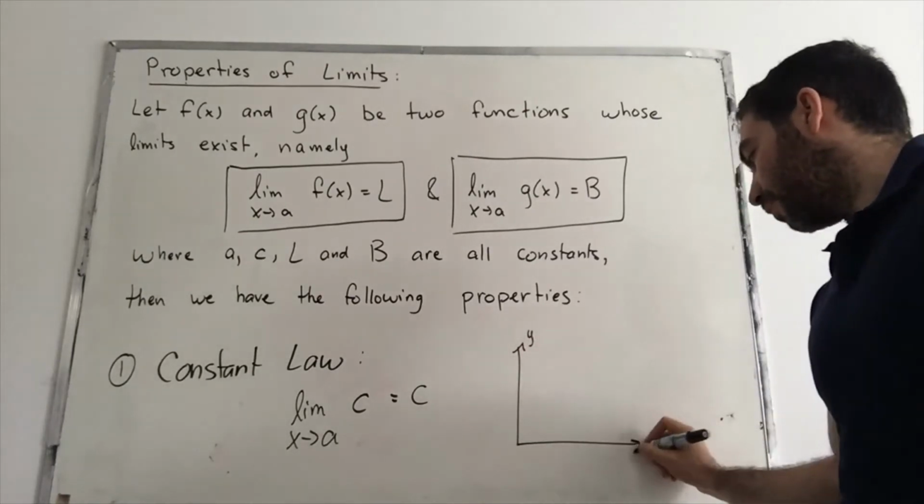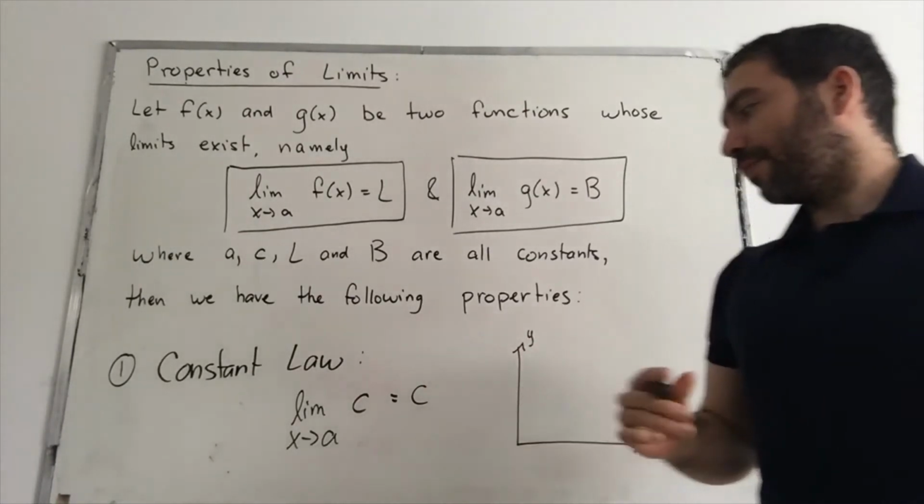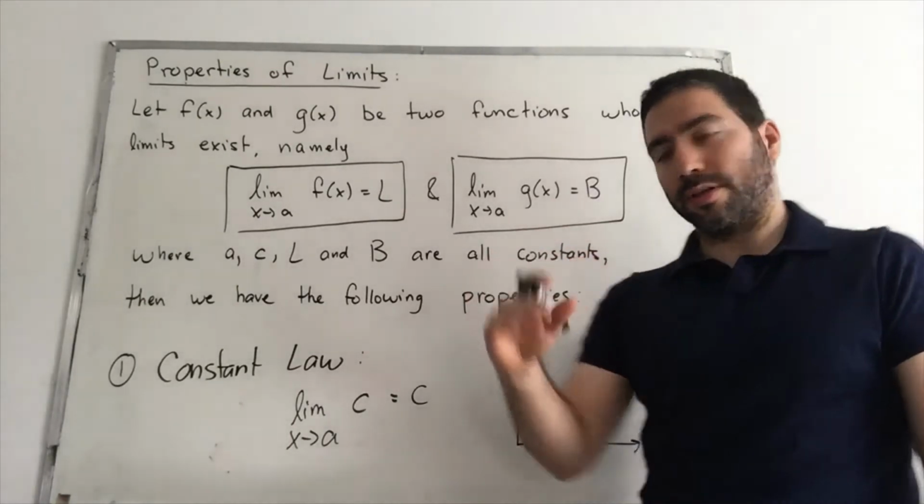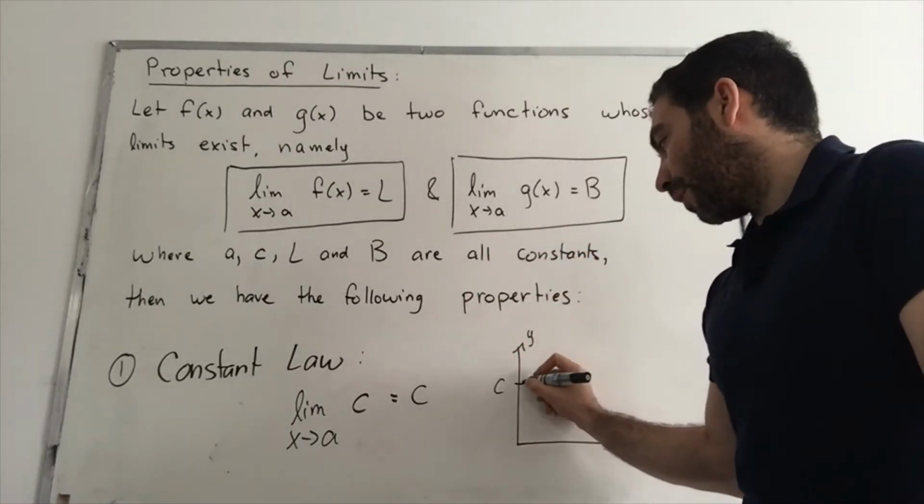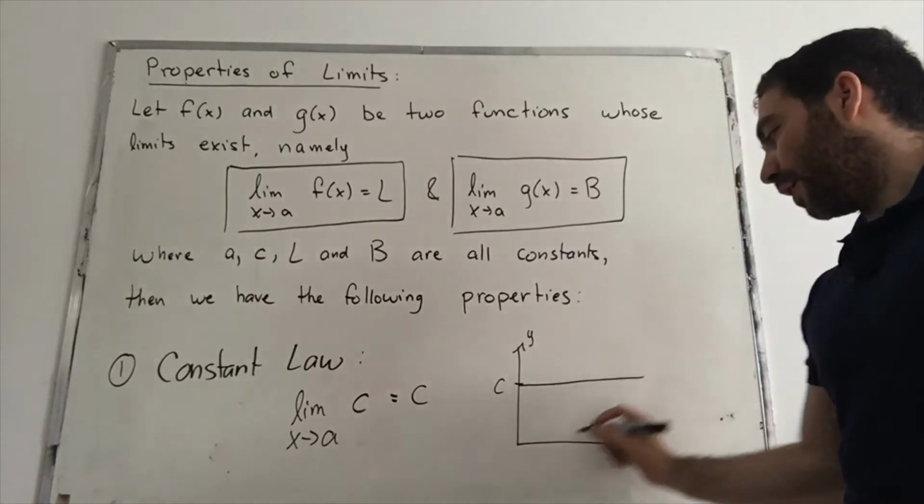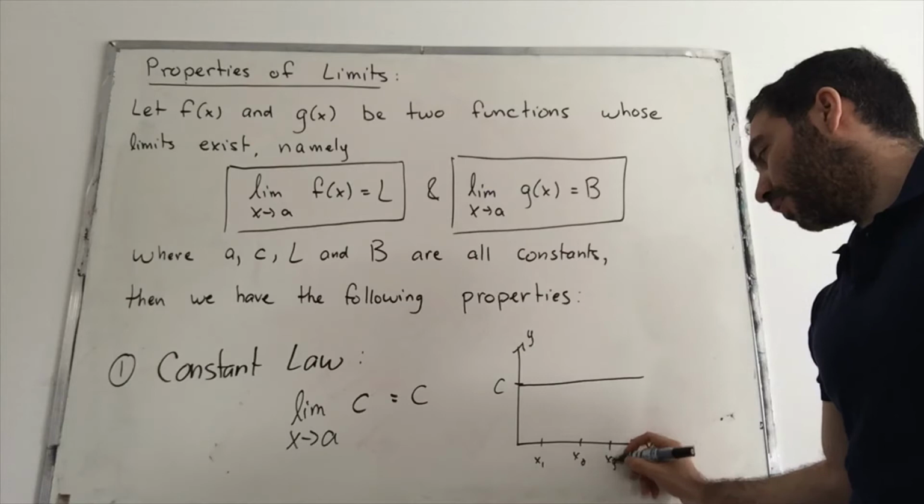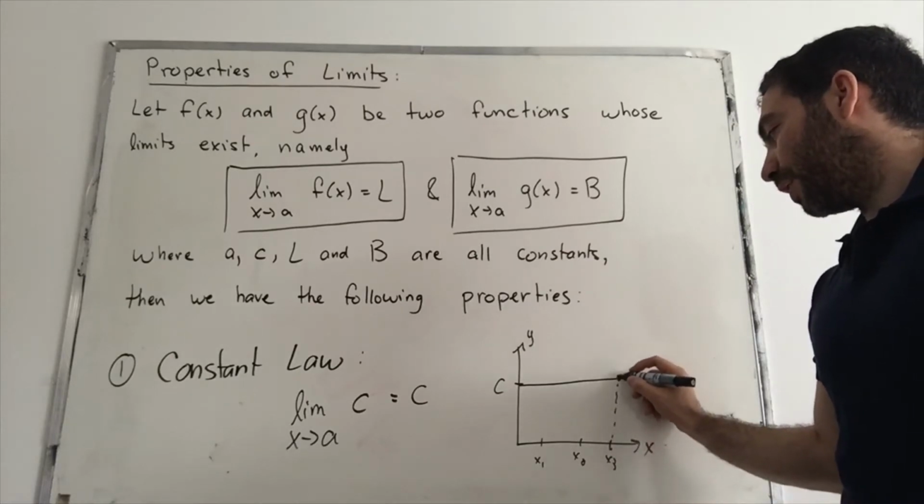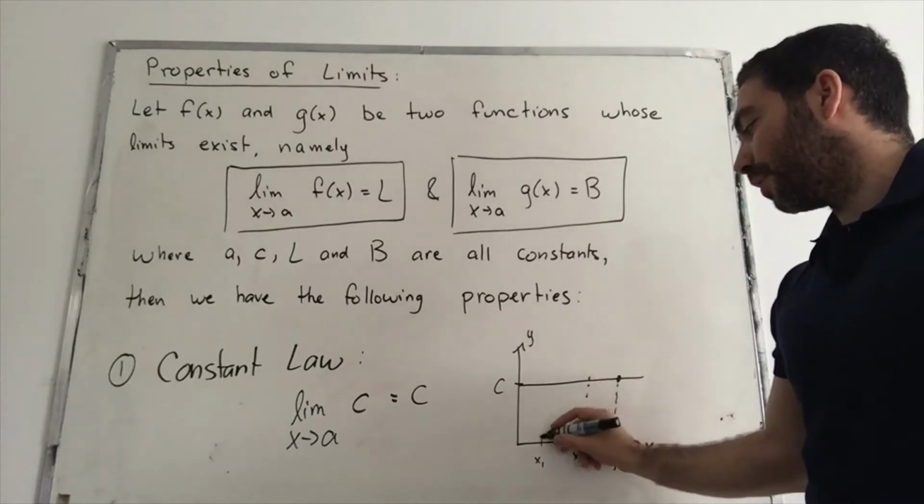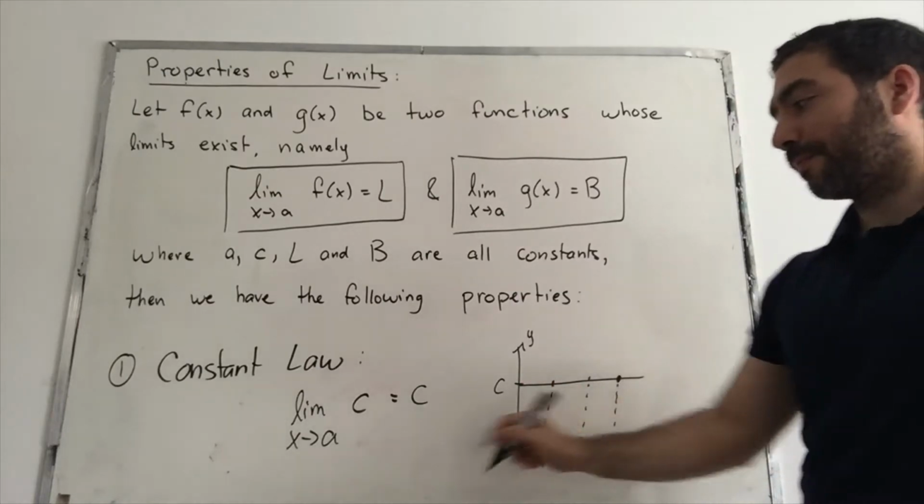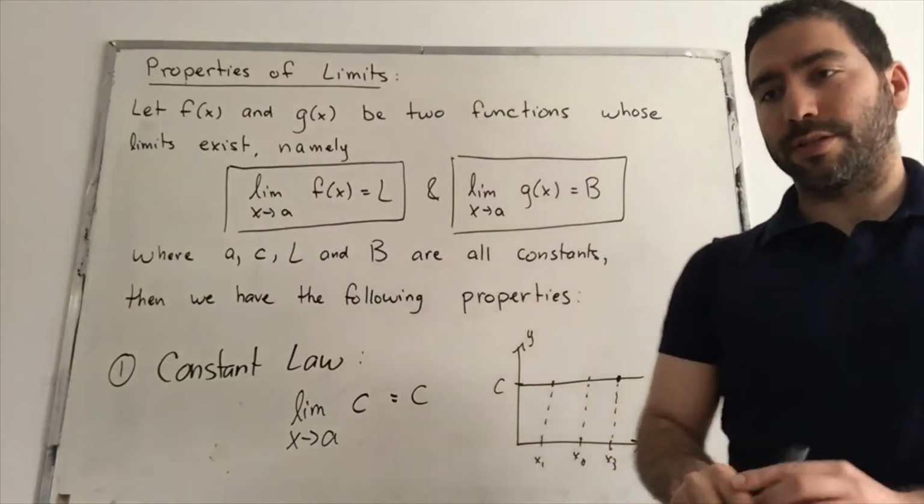y equals c, independent of x. If you have to graph a constant function, it's just a horizontal line at whatever number that is. And no matter what x values you choose, your y value is always going to be c. And this is what the constant law tells us.